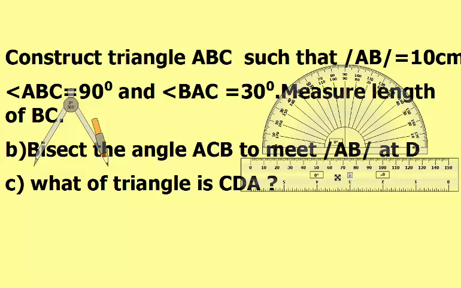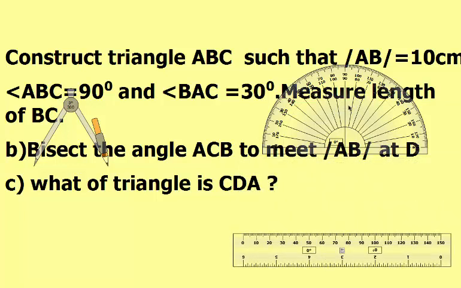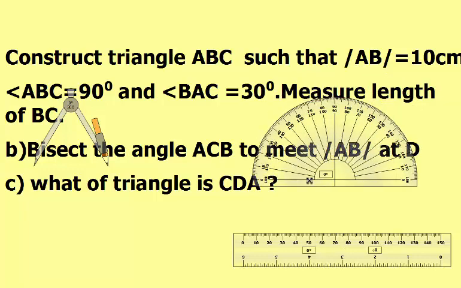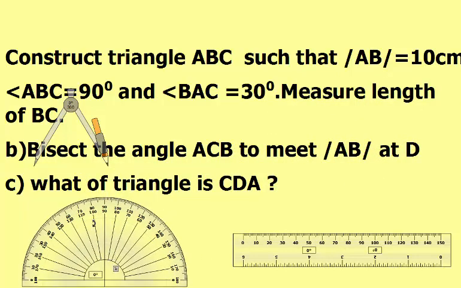Now with this question, let's look at the first question. It says construct triangle ABC such that AB is equal to 10 centimeters. Angle, remember this sign is representing angle. Angle ABC is equal to 90 degrees, and angle BAC is equal to 30 degrees.